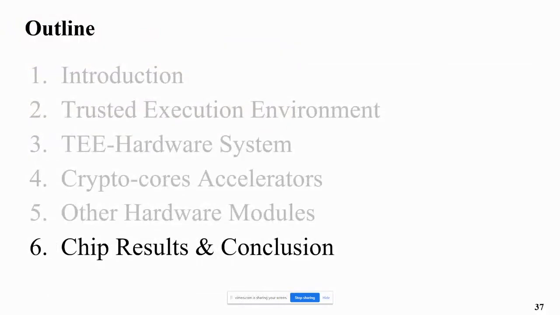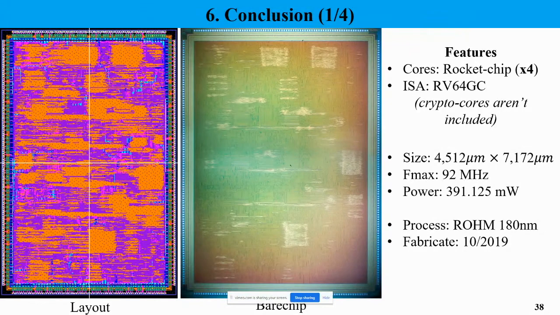So finally, I'm going to show you the silicon results. The previous protocol was implemented several times in a ROHM 180 nanometer process. The first version contains a 4-core Rocket Chip-based platform where the crypto cores are not included. The size of the die is 4.5 by 7 millimeters. It draws about 390 milliwatts at the maximum frequency of 92 megahertz.